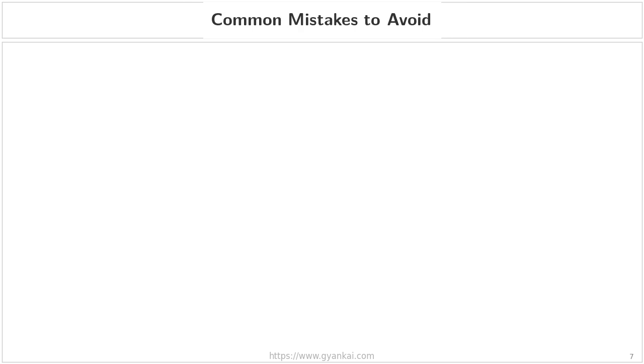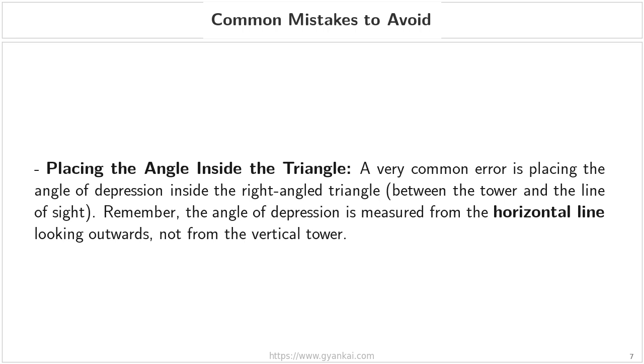Common mistakes to avoid. First, let's talk about placing the angle inside the triangle. This is perhaps the most frequent error I see in exams. Many students mistakenly place the angle of depression inside the right-angled triangle, specifically between the vertical tower and the line of sight. Please remember what we discussed in slide 2. The angle of depression is measured from the horizontal line looking outwards, not from the vertical structure itself. If you place it inside the triangle at the top, your entire calculation will be incorrect.